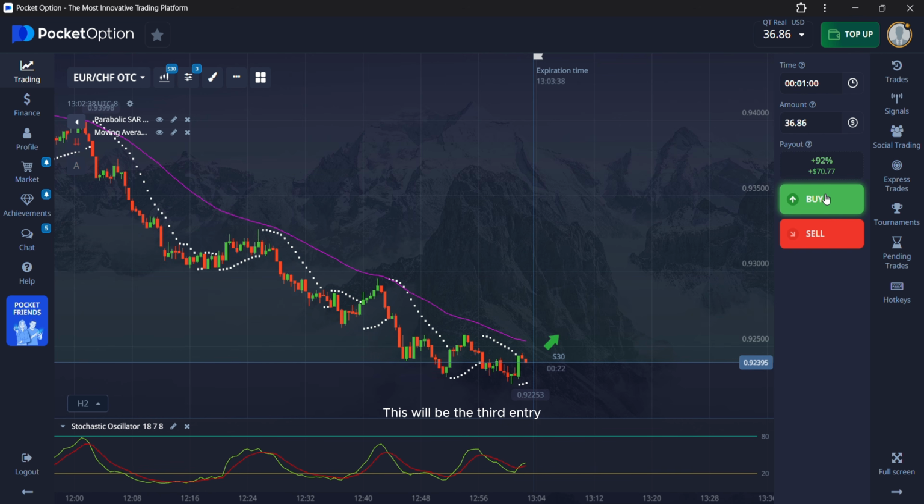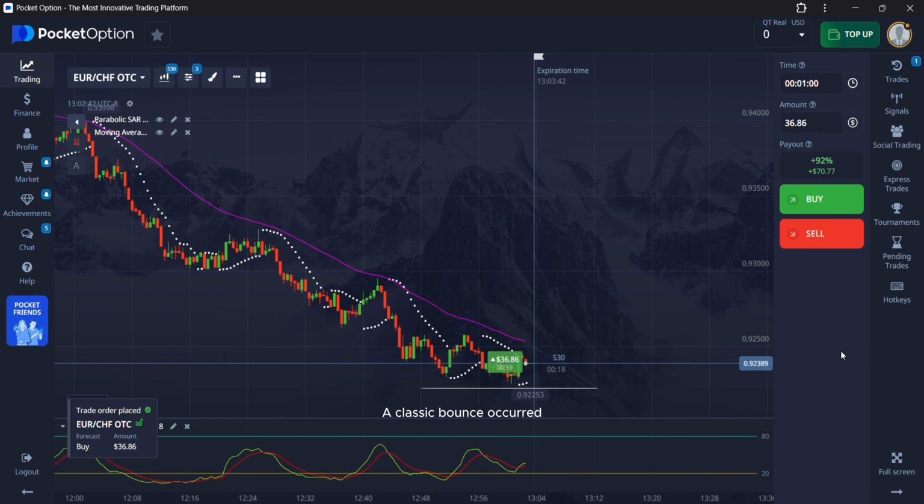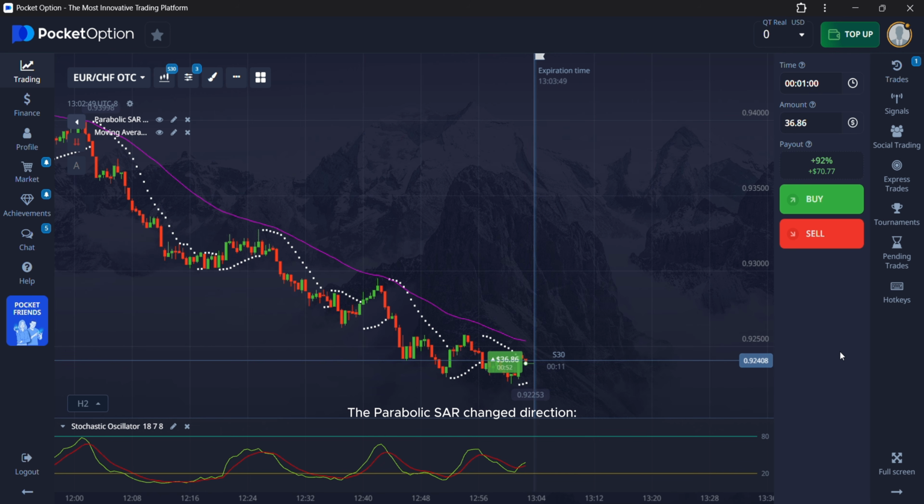This will be the third entry. The technical analysis worked flawlessly. A classic bounce occurred from the strong level of 0.92253, forming a local bottom. The parabolic SAR changed direction. The dots started forming below the price. This is the first signal of a reversal.